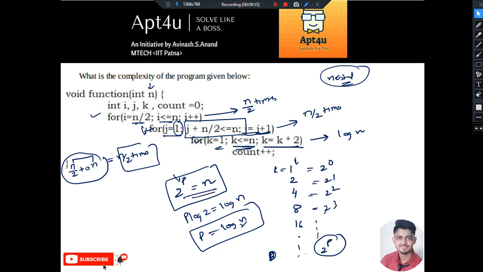So the total number of times it gets executed is p times. How will you find the value of p? We will apply log on both sides: log 2 power p means p log 2 is equal to log n, and p is equal to log n base 2, so log n times.